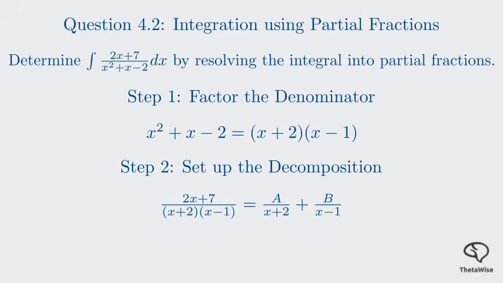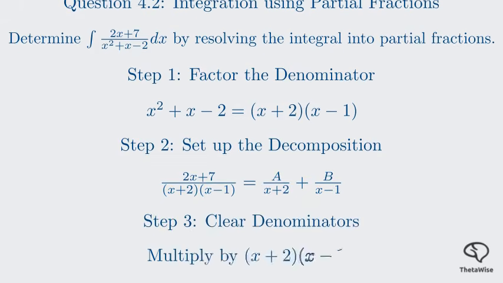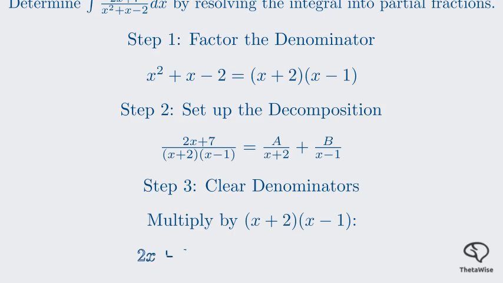To solve for A and B, we first clear the denominators. We multiply the entire equation by the common denominator, x plus 2 times x minus 1. This leaves us with the equation 2x plus 7 equals A times x minus 1 plus B times x plus 2. The simplest way to find A and B is the substitution method, also known as the Heaviside cover-up method.